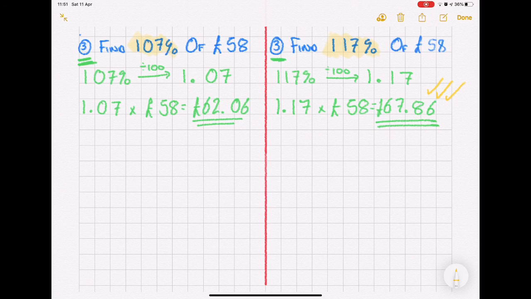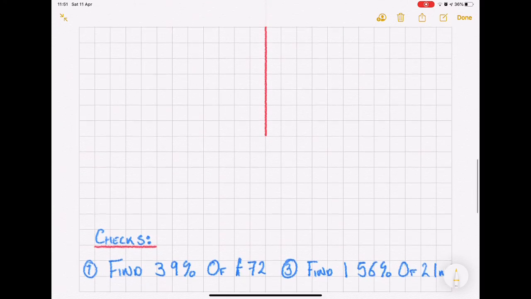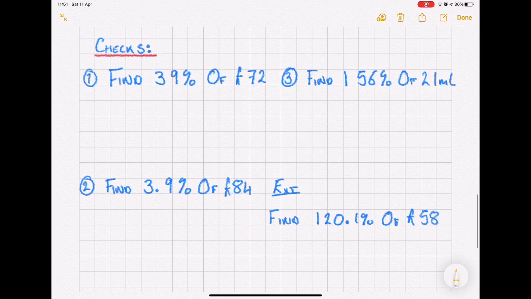And now we're going to move on to 3 checks for you. So there's 3 checks here, 1, 2, 3, and an extension if you're feeling really brave. So pause the video here, have a go at these three, and once you've had a go at these three and the extension, if you're feeling brave, play the video and I'll whiz through the answers.